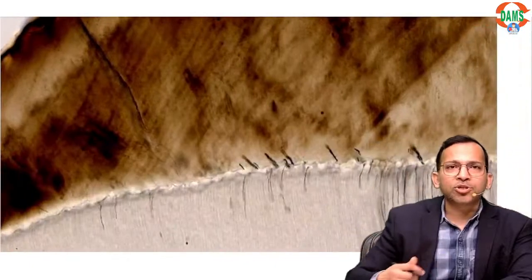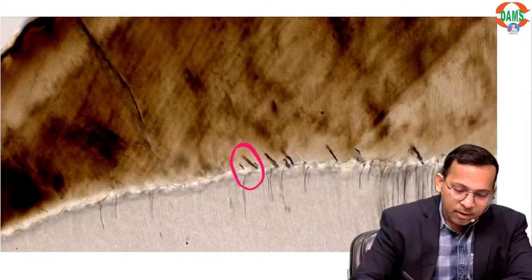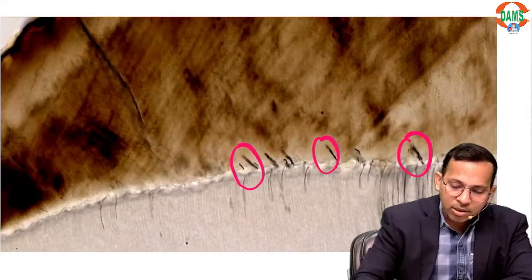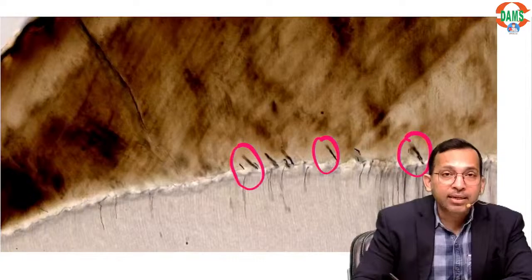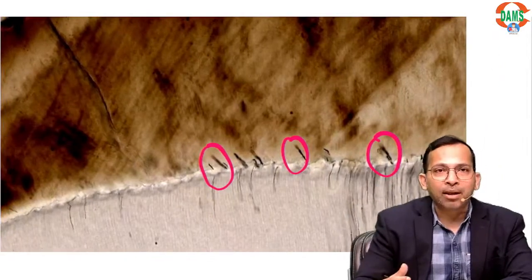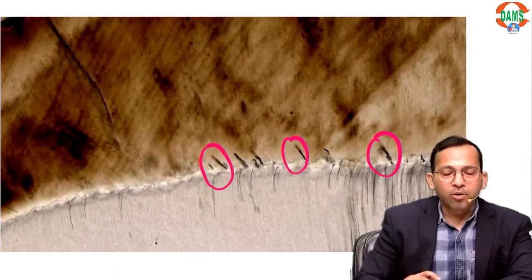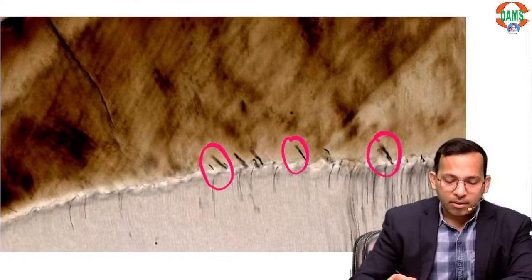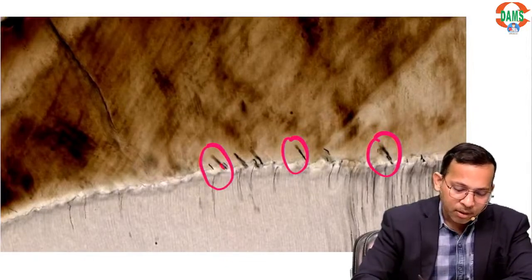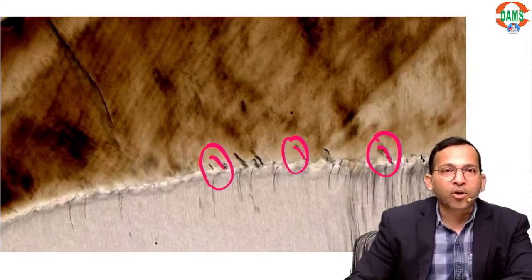So this is a ground section of a tooth, and can you identify these structures that are seen at the DEJ? Can you identify these features of enamel that are seen at the DEJ? Now take a look at their shape. They almost appear like a comma shape, isn't it?